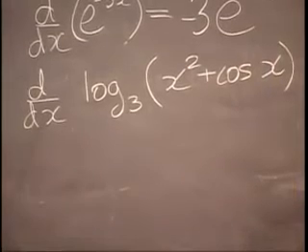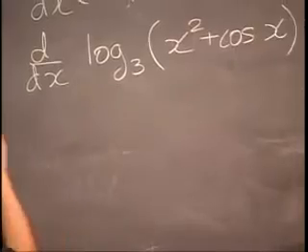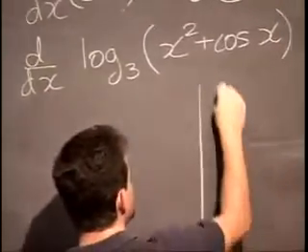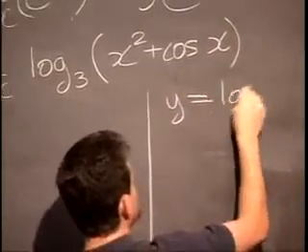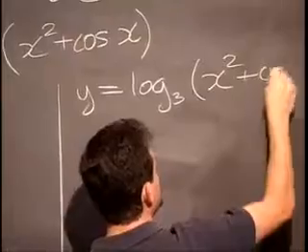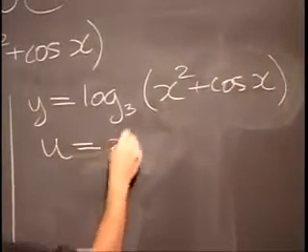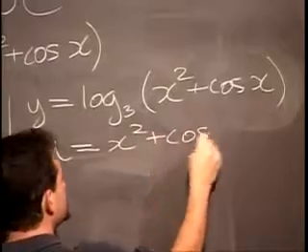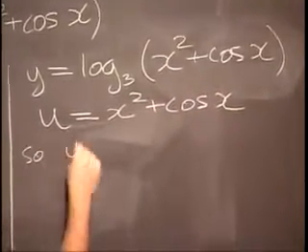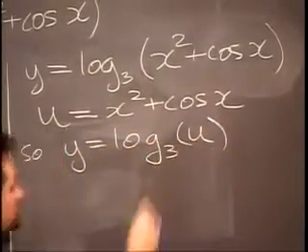To find this, maybe it's better to use the chain rule. So I'll set up a little table of working. I'll let y be this function that I'm supposed to differentiate. And I'll let u be the inside bit, x squared plus cosine x, so that y is simply log u, base 3, of course.